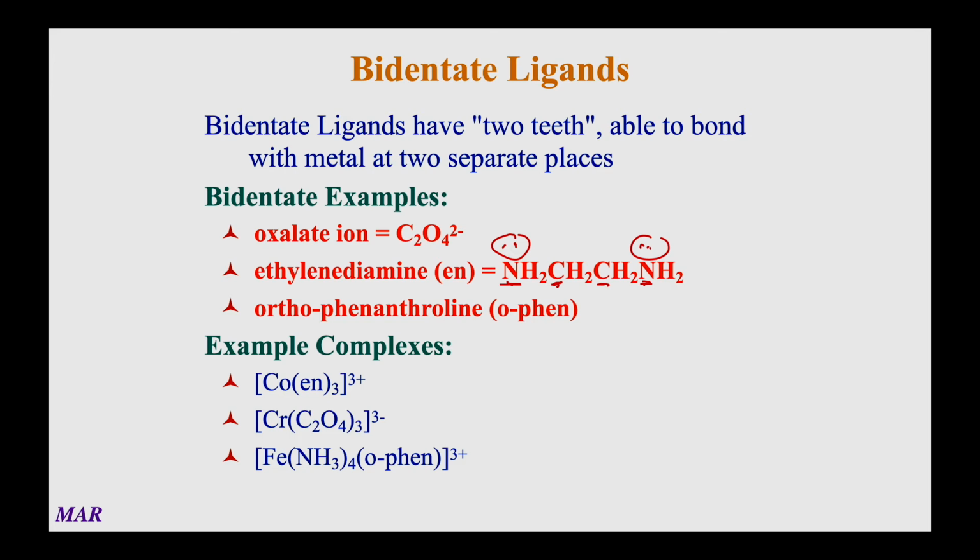The same thing for the chromium oxalate there in the next line. 3 bidentate oxalates can surround the chromium. And the last one is also octahedral too. It has 4 ammonias and only 1 O-phenanthroline molecule. That's a bidentate. Orthophenanthroline is a really big molecule.